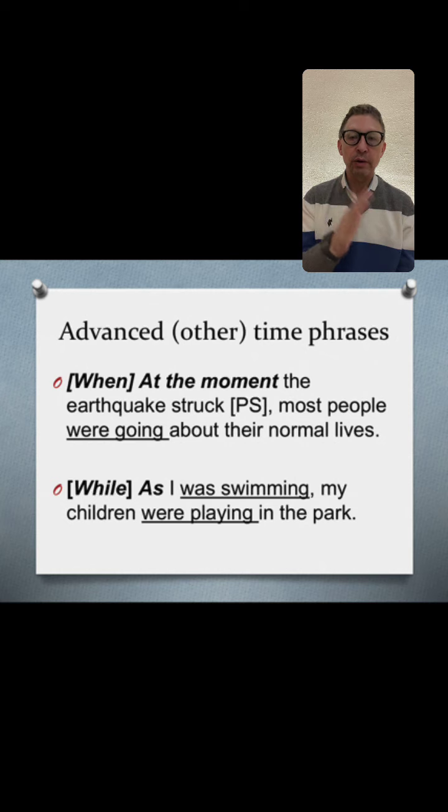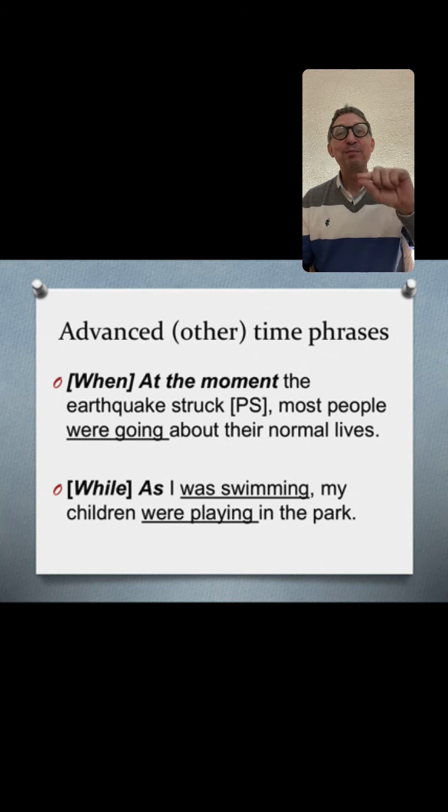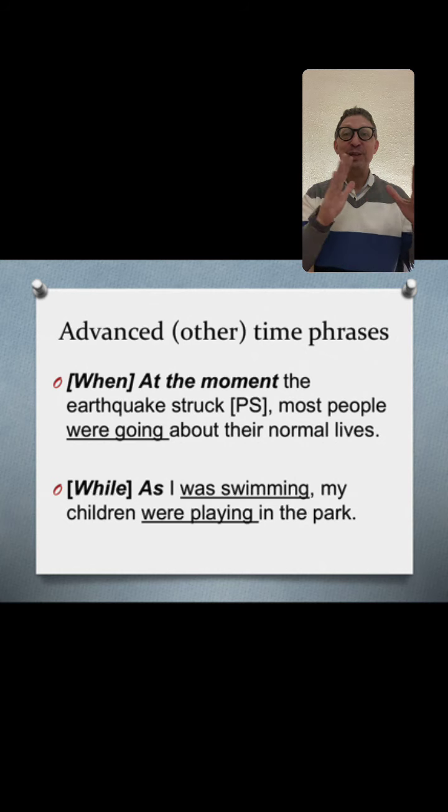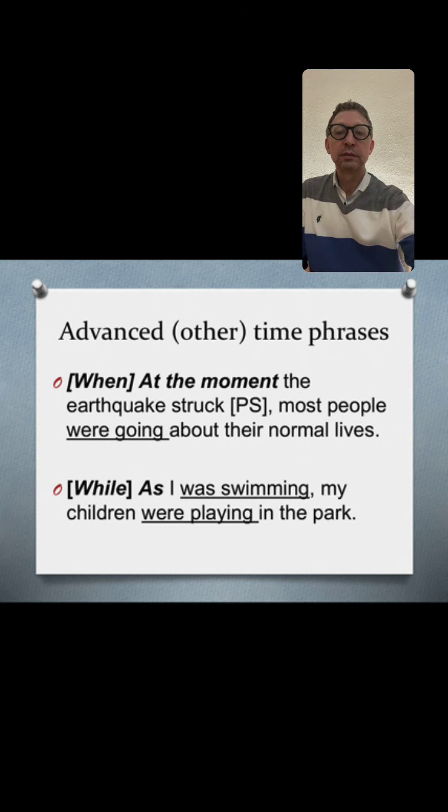All right, so when or at the moment is associated with past simple, but then the second half of the sentence is always past continuous. And if we look at while, remember we have past continuous on both sides often. And here instead of using while, we can use as. As I was swimming, my children were playing in the park. So we have variations of when and while, but I want you to associate them. When often is with past simple plus past continuous. While is often with past continuous both times, or past simple and past continuous.